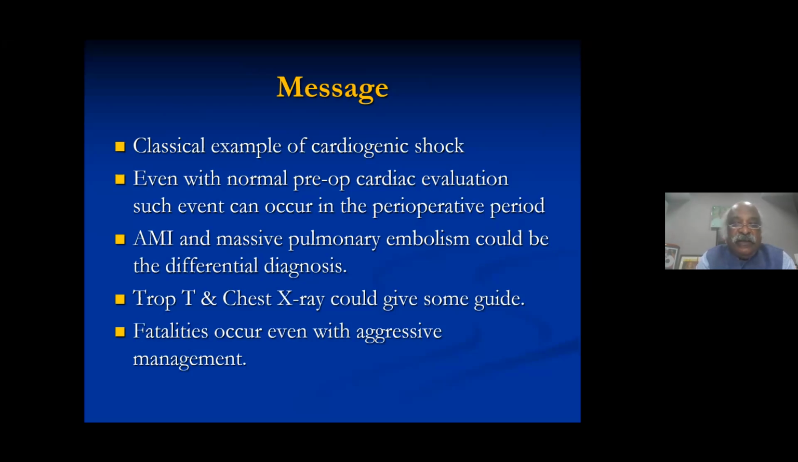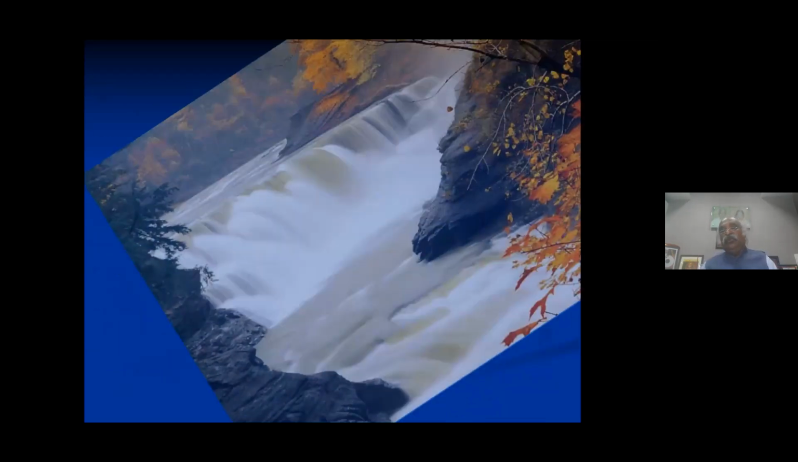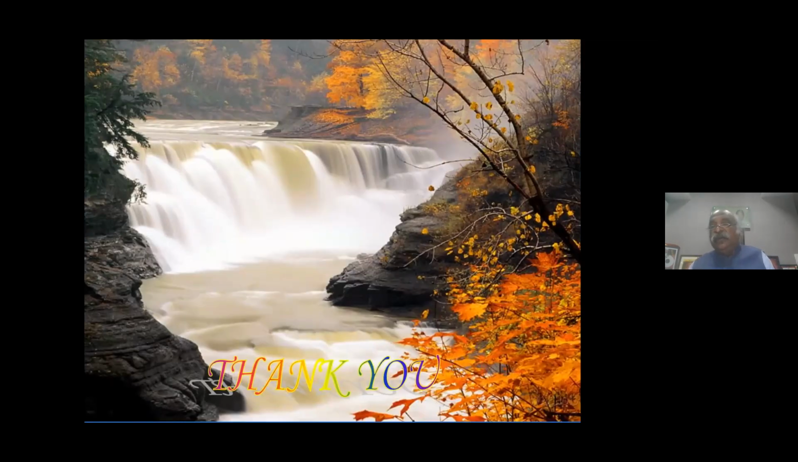Acute myocardial infarction and massive pulmonary embolism could be the differential diagnosis here. TROP-T and chest X-ray could give some guide. Here, the TROP-T was positive, and retrospectively we diagnosed this as a case of acute myocardial infarction. Fatalities occur even with aggressive management. Shock in the perioperative period, in both obstetrics and gynecology, can be a challenge to the gynecologist, and one should be open-minded. One should realize the fundamental principles and physiology of shock and its consequences, and try to manage it at your own level, and as and when required, take help from other people.